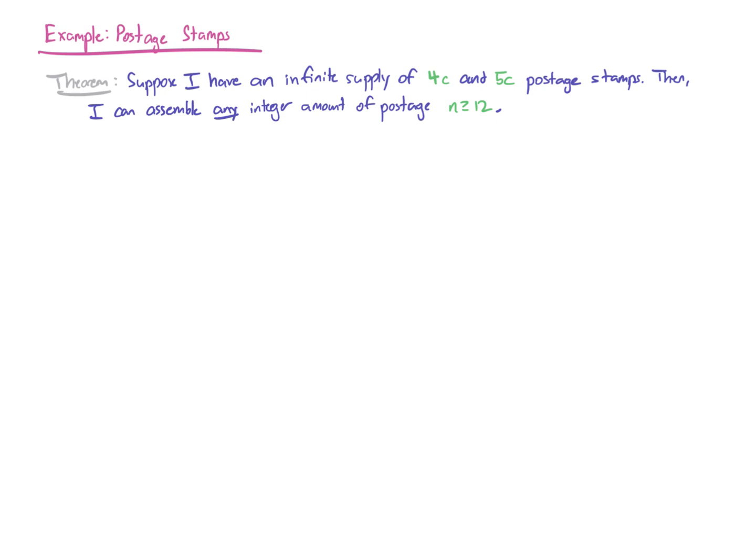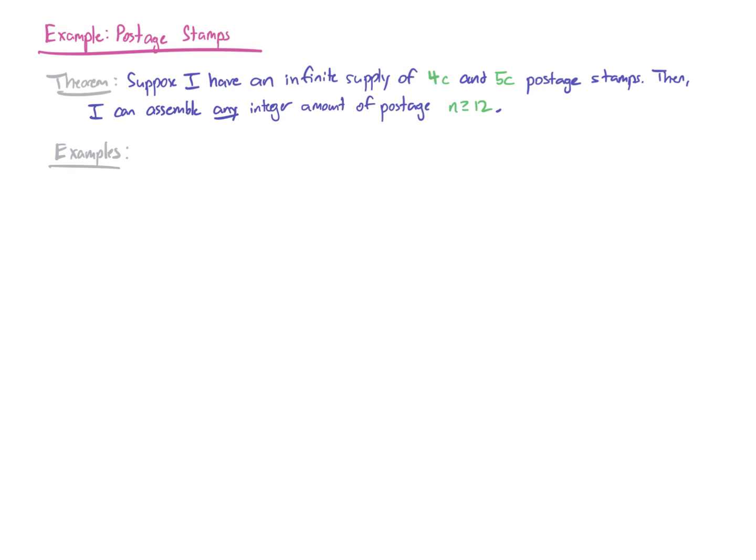So my theorem is not guaranteeing that I can create 11 cents worth of postage, but it is saying if I want to create 12 cents or more worth of postage, yes, I can do that just by building with 4-cent and 5-cent postage stamps. So let's look at a few examples of what the theorem is telling me is possible.